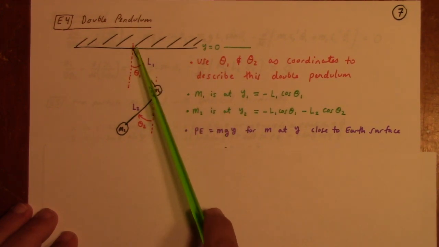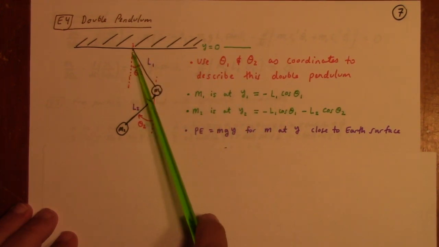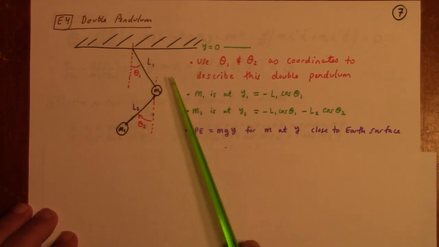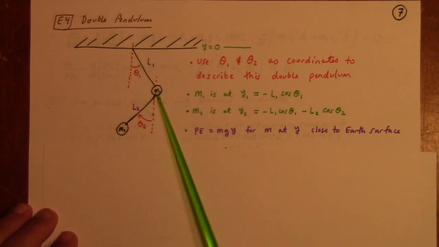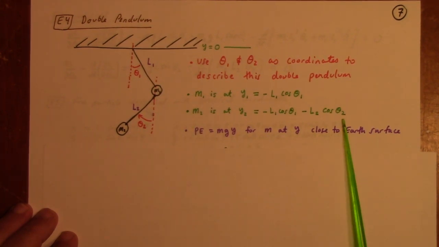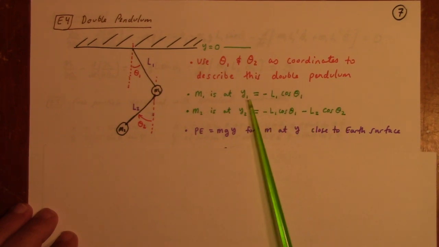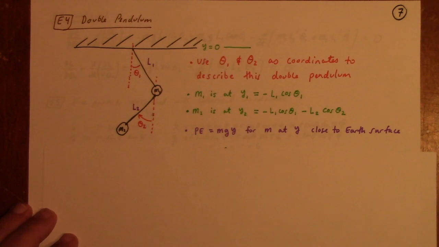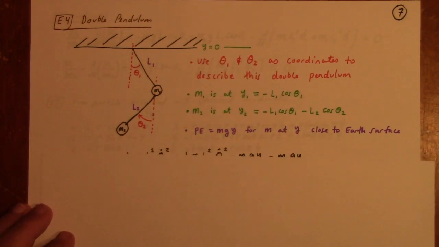And for m1, well, look at it. It's minus L1 cosine theta 1. Y2 is minus L1 cosine theta 1 to get to there, and then another minus L2 cosine theta 2 to get down to the bottom, right? So this is the height of mass 1 and the height of mass 2. They're both negative because they're below y equals 0.